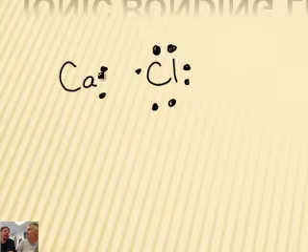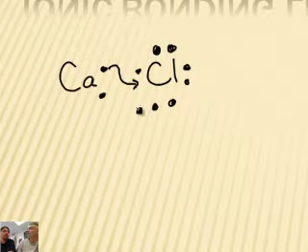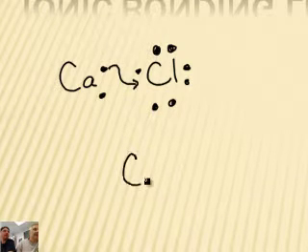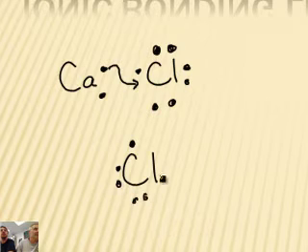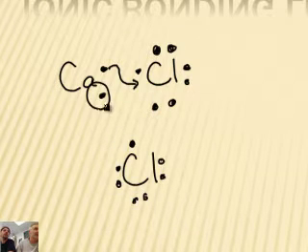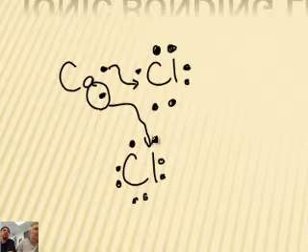They want 8. So the calcium can give away 1, and he's made the chlorine happy. The chlorine is happy, but calcium still has the extra one. So what do I do? Let's throw another chlorine in the mix. You see, this kind of determines the ratios, in fact. This electron can go to the other chlorine.